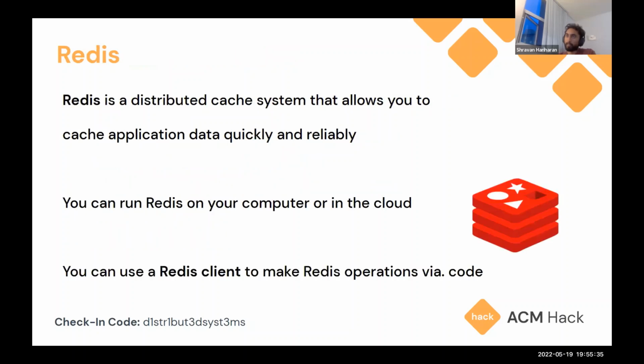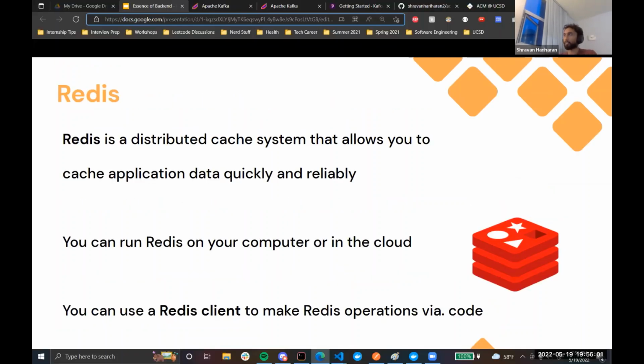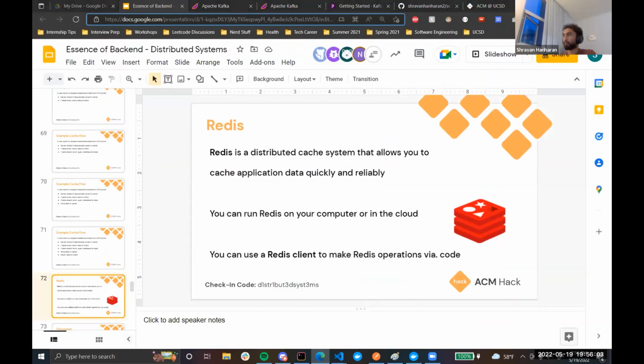Cool. All right. I mentioned Redis before, but just to provide a definition, Redis is a distributed cache system that allows you to cache application data quickly and reliably. Redis has very similar constructs to Kafka, where it makes sure that your data is highly available, low latency, and correct. Redis has some very cool architecture behind that. We can actually look at their website too. Let's see Redis.